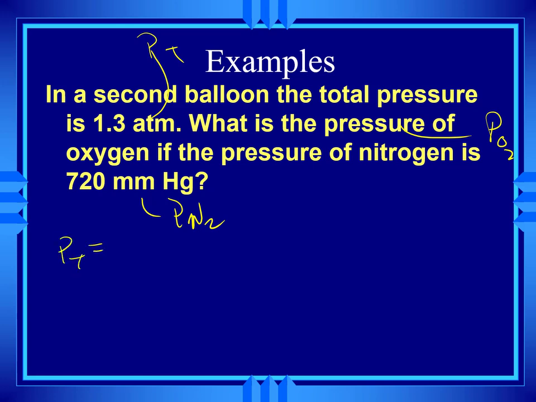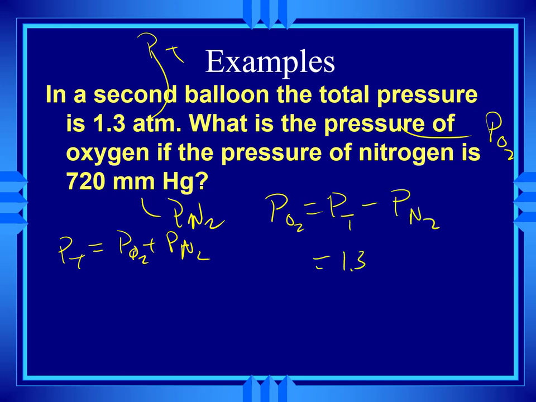Dalton, so P total equals PO2 plus PN2, except this time I'm trying to find PO2, right? So the pressure of O2 is going to be the total pressure minus the pressure of nitrogen. So that is 1.3 atmospheres minus 720 gets you negative 719. And that tells you something's wrong.